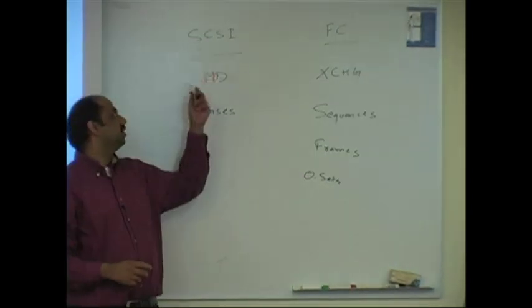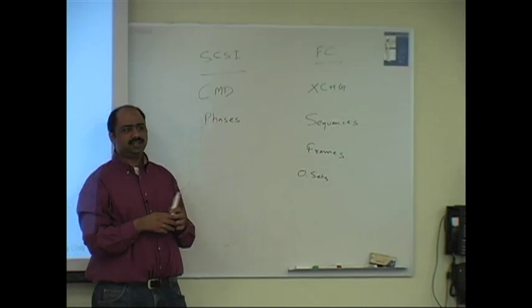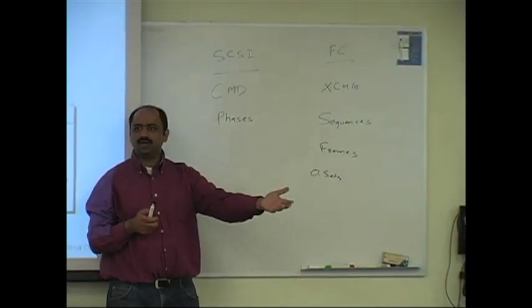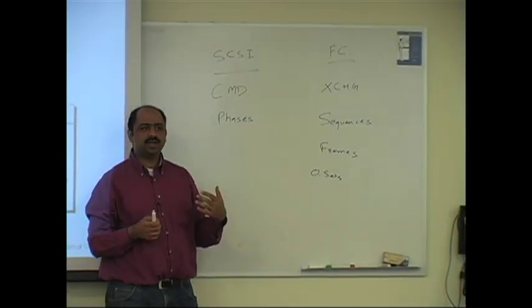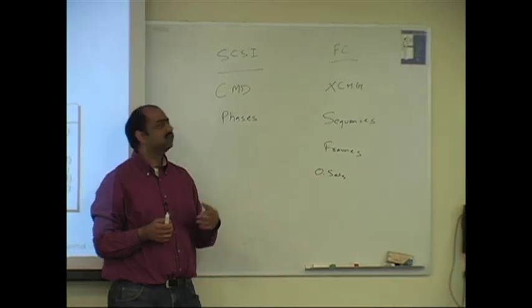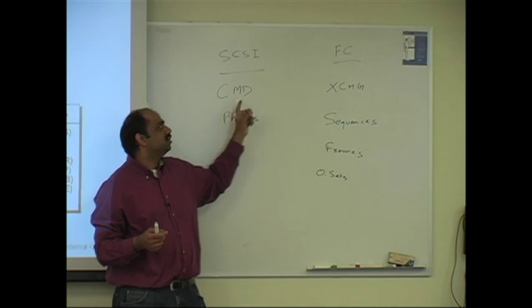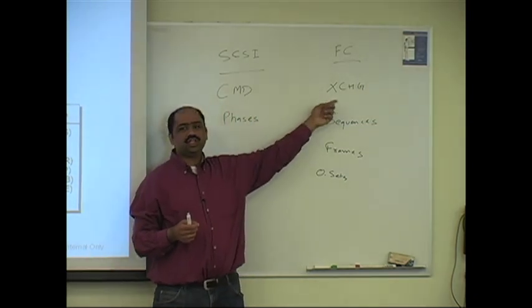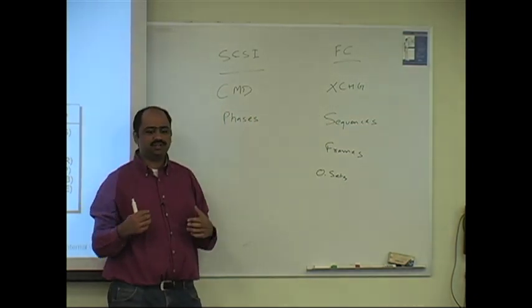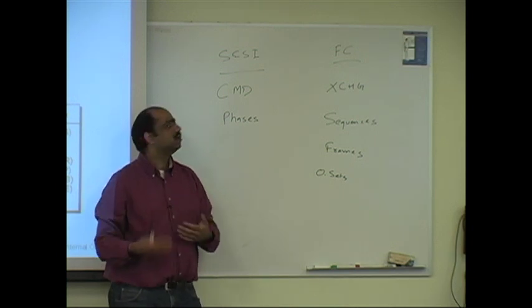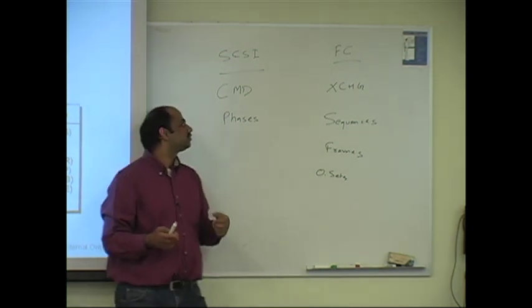In SCSI, a SCSI command is basically you send a command to a target, it transfers some data, and then it transfers the status. That's a SCSI command. A SCSI command translates on the fiber channel side to an exchange. In fiber channel, the terminology used for this whole transaction is called an exchange.